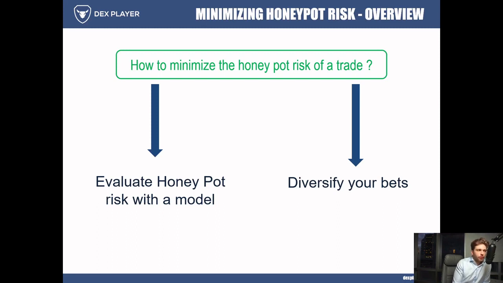Okay, so what can we do to reduce our risk of getting into a honeypot? The first thing we can do is evaluate the honeypot risk with a model. A good model will reduce the probability of you buying into a honeypot. And after that, we can diversify our bets to reduce the impact of the money we lose when we do get into a honeypot.